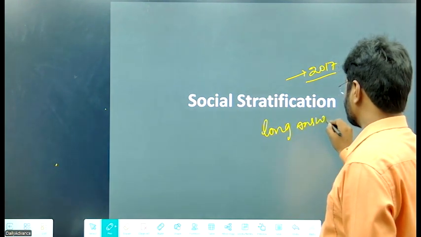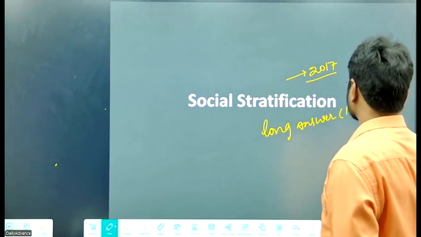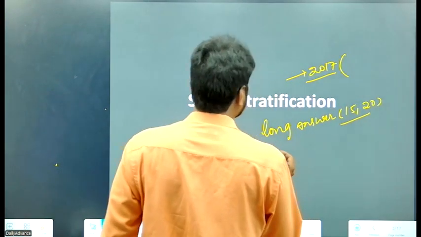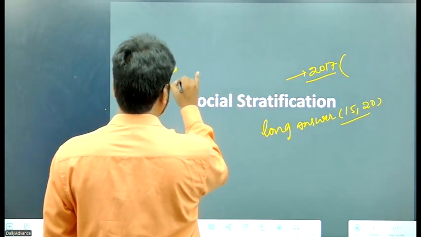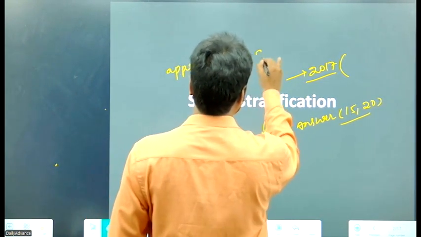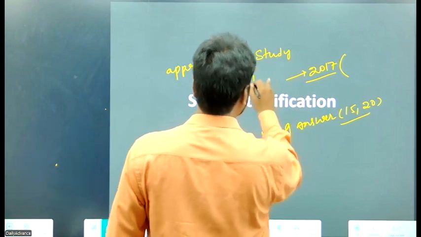So, long answer question, either 15 marks or 20 marks. In 2017, they had given the question: discuss various approaches to the study of social stratification. So, approaches to the study of social stratification. That is for 15 marks.